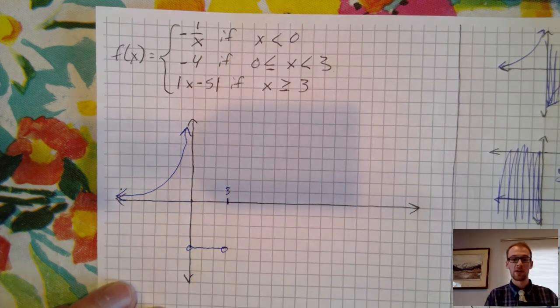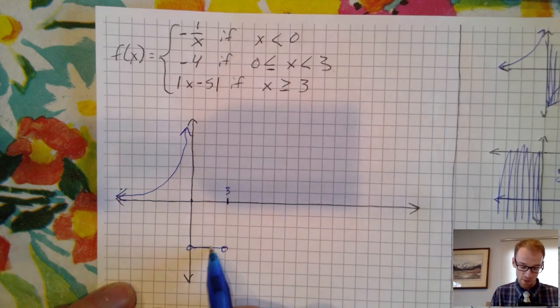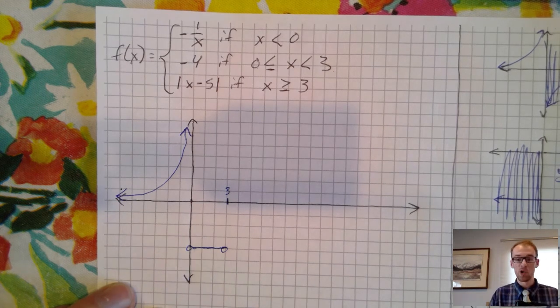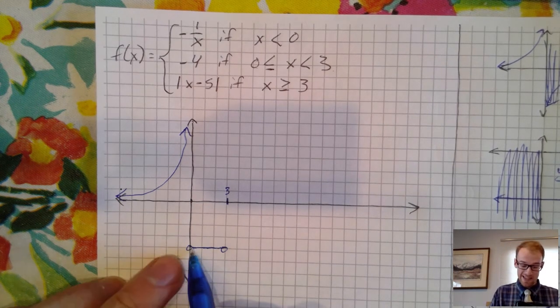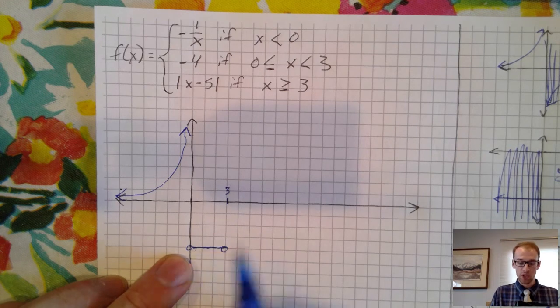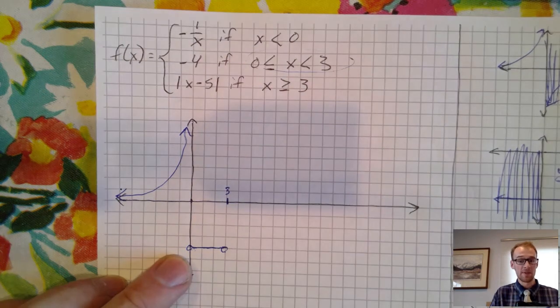We'll put a 3 there. That is that part of our function. Now, notice I put open dots. That's because the endpoints may or may not be included based on the domain I'm given, right?